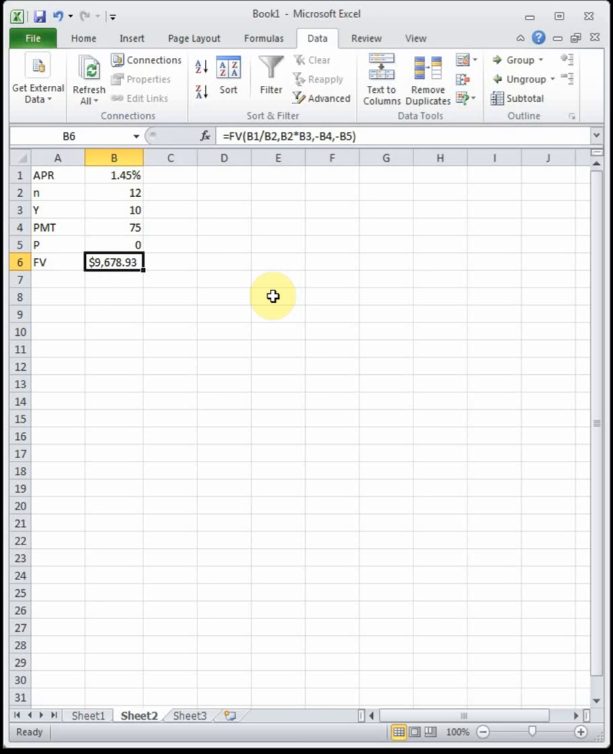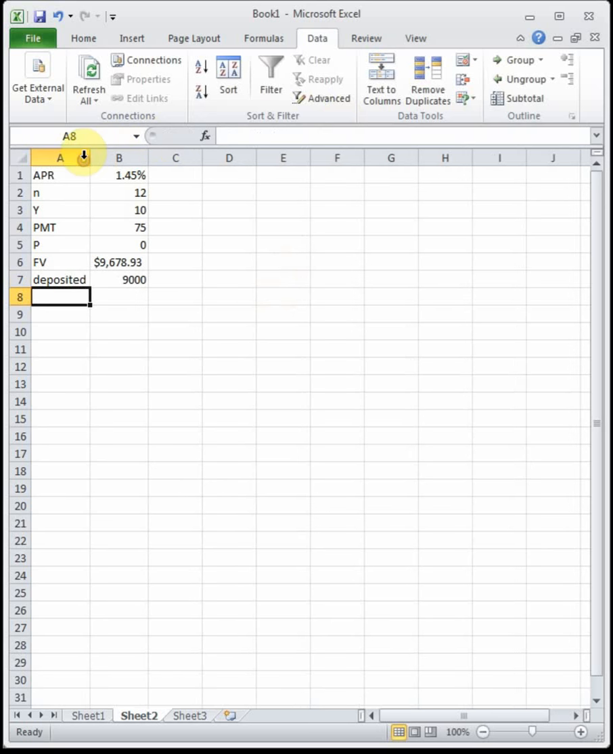So that tells us if Jim puts this amount of money into his bank account every month, at the end of 10 years, he'll have $9,678.93. So just for fun, let's look at how much money Jim put in. So he put in $75 each month, 12 months a year for 10 years. So he put in $9,000. So that was his total deposited money.